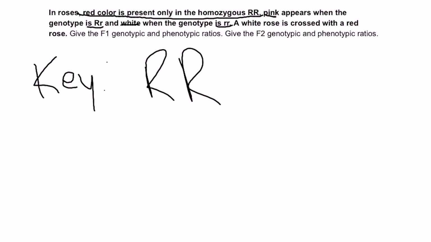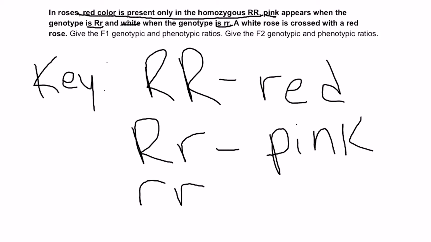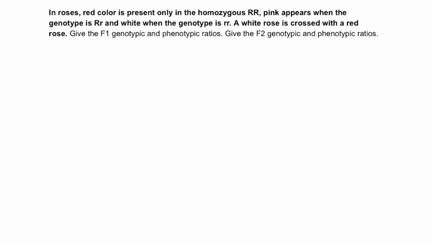Red is going to be big R, they gave that to us. Big R, little r is going to be pink. And the recessive little r is going to give us white. Now, because it's incomplete dominance, we're going to get that pink whenever it's heterozygous. So you have to keep that in mind whenever you're doing your Punnett square.